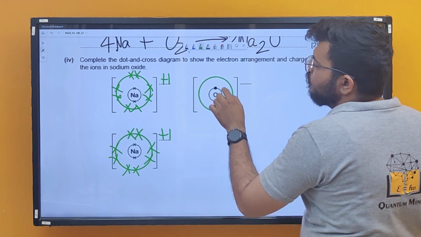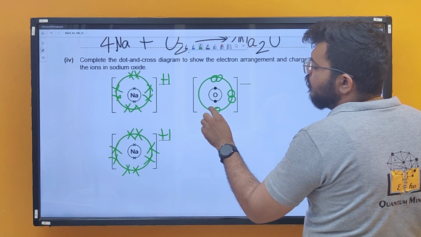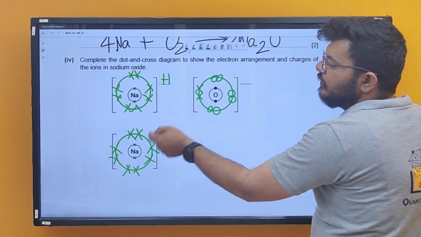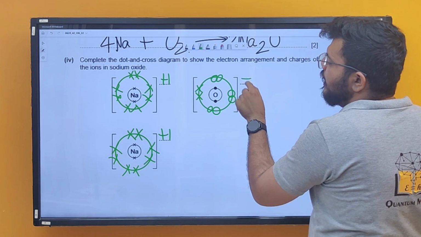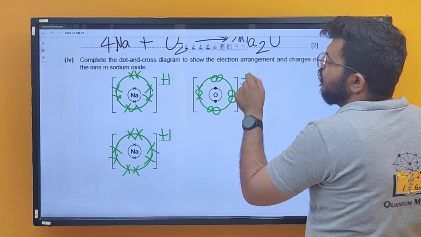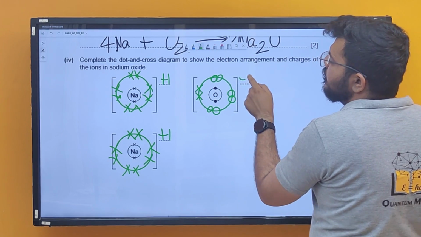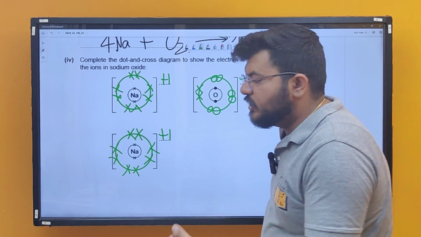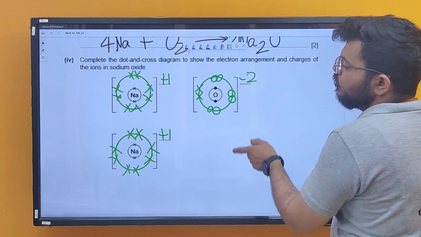Oxygen has taken up those 2 electrons, so first I will show the 6 electrons that oxygen already had, and the 2 electrons it took, 1 each from sodium. We will show that by crosses. And because oxygen has taken 2 electrons, it has 2 electrons more than the number of protons in the oxygen atom, and therefore the charge becomes -2.